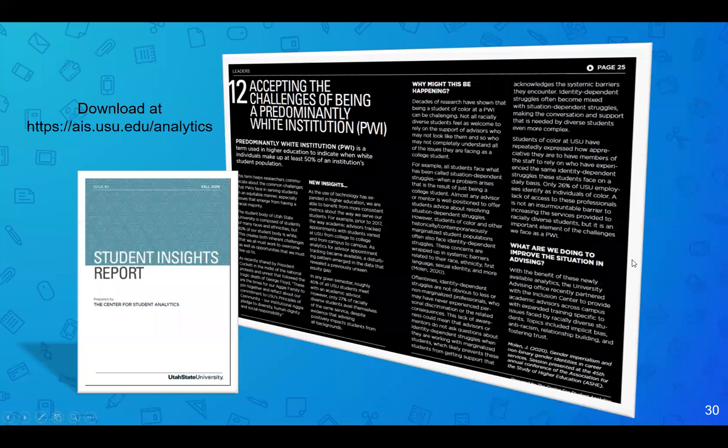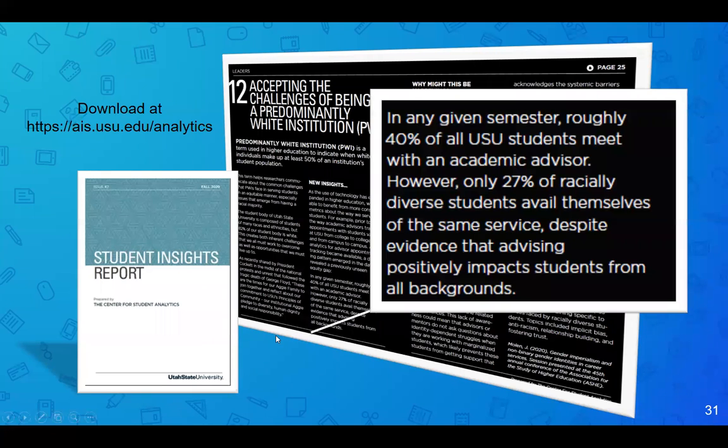So how do we know this is true? Well, this is in that Student Insights report. At Utah State University, 40% of all students are academically advised, but only 27% of our racially diverse students are academically advised. And that's not because of overt racism. Those racially diverse students are being invited to attend advising. They're just not coming through the open door. The door is open, and they're not.